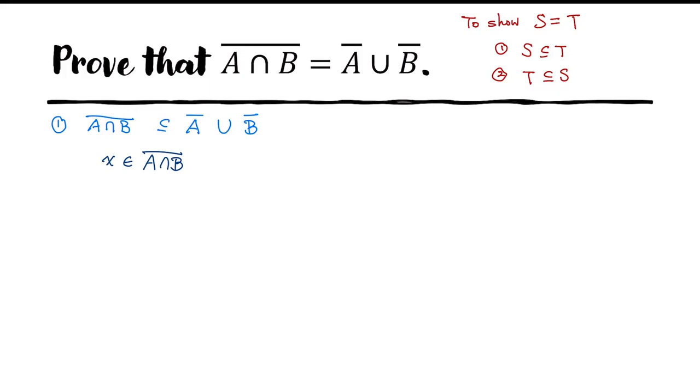So if X belongs to the complement of A intersect B, this means your X is not in A intersect B. Right, so if your X is not in A and B, this means your X is not in both A and B. Do we see that? Now, how do we have an element that's not in both A and B? That means if your X is not in A, then it cannot be in both A and B.